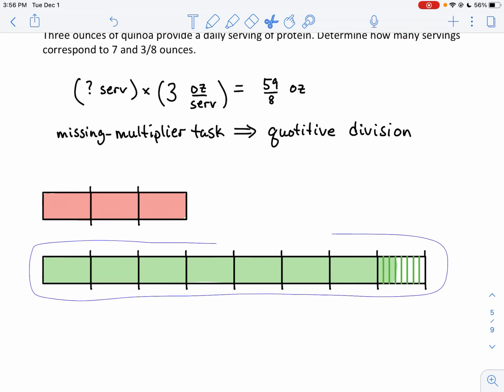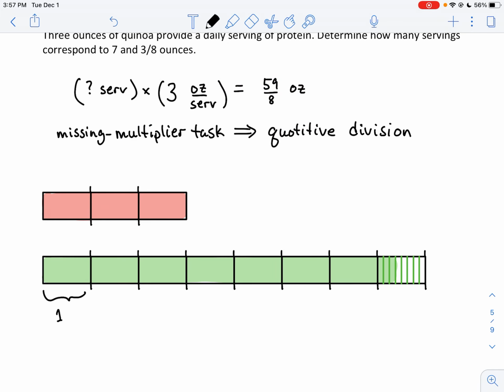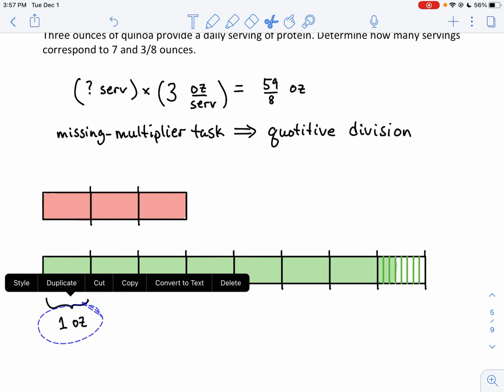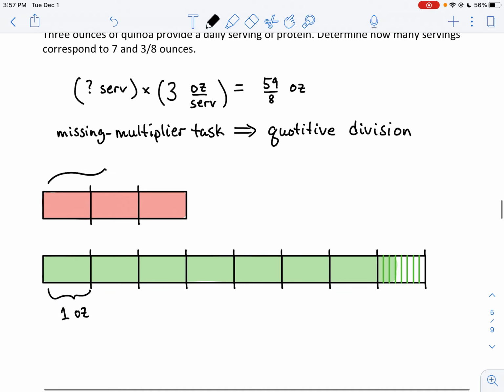Okay, I've drawn 2 pictures. I've drawn that we have 7 3/8 ounces right here. So each of these boxes that you see is 1 ounce. And you can clearly see we have 7, 1, 2, 3, 4, 5, 6, 7, and then I did 3/8 of this next one. So we have 7 3/8, which is 59/8. And then up here, I did 3 ounces together to make 1 serving. And the question is how many servings correspond to 7 3/8 ounces. In other words, how many reds make the green?